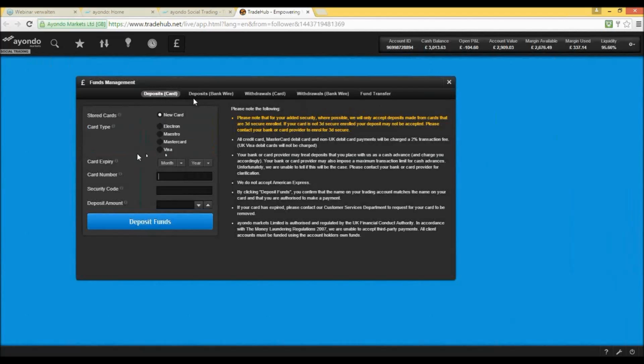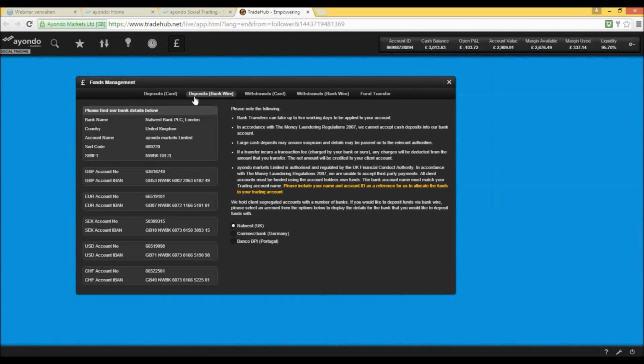The second type of deposit you can make is by doing an electronic bank wire transfer. Once you select that, you'll be prompted with all of our bank details and who we bank with. So you can either fund in sterling, in euros, Swedish krona, US dollar, or Swiss franc. We've got 3 different banks here that you can bank with. We've got NatWest in the UK, we have Commerzbank, and we've got Banco BPI in Portugal. Again, if you are making a bank transfer, just make sure you are referencing correctly your account ID so we can allocate the funds to your account.